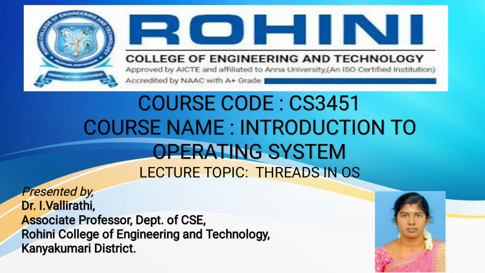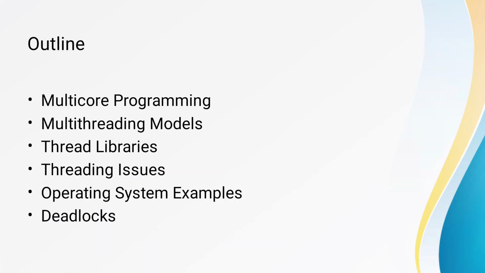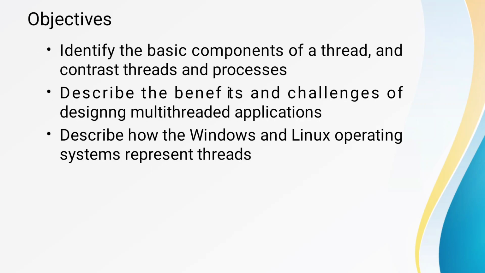In this presentation, we are going to discuss threads in OS, where the outline is multi-core programming, multi-threading models, thread libraries, threading issues, operating systems examples, and deadlocks. The objectives are to identify the basic components of a thread and contrast threads and processes, then describe the benefits and challenges of designing multi-threaded applications, and describe how the Windows and Linux operating systems represent threads.